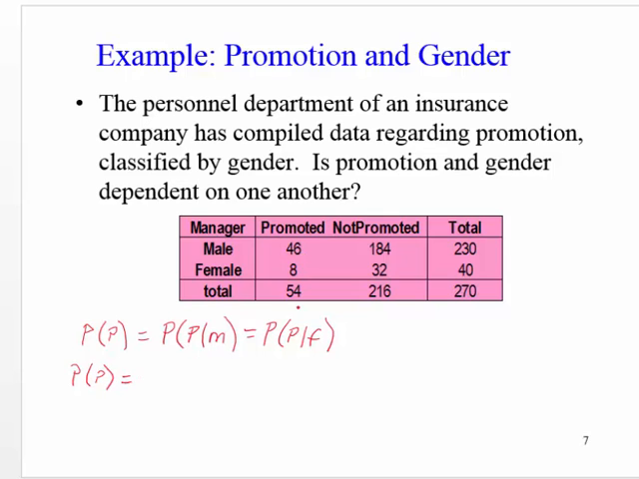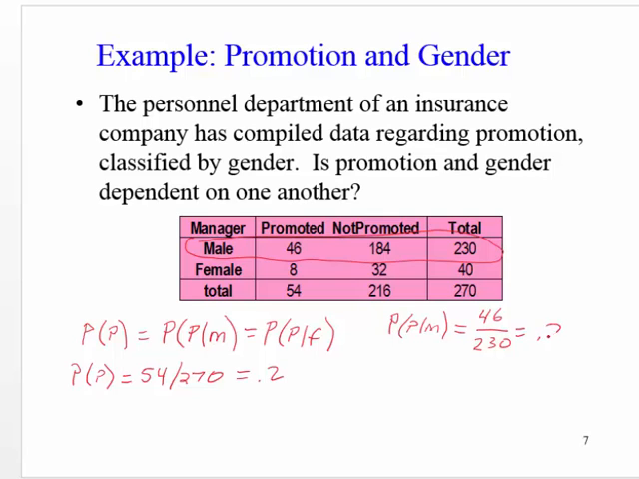is just how many people got promoted? Well, 54 out of a total of 270. And that's equal to 0.2. What about the probability of promotion given that you're a male? That's equal to, well, now we're just in the male area. Just here. That's our reduced universe. Okay. So we have 46 promotions, but there's 230 men in this company, and that's equal to 0.2.